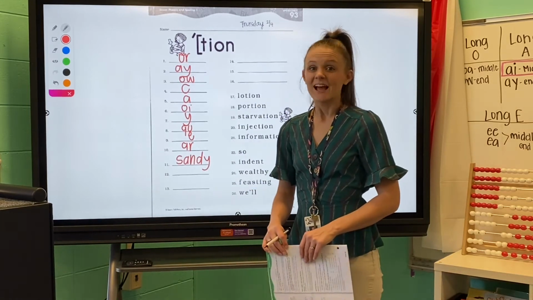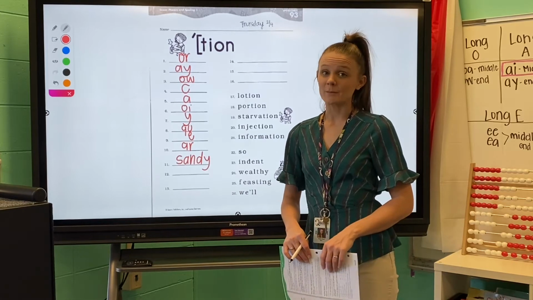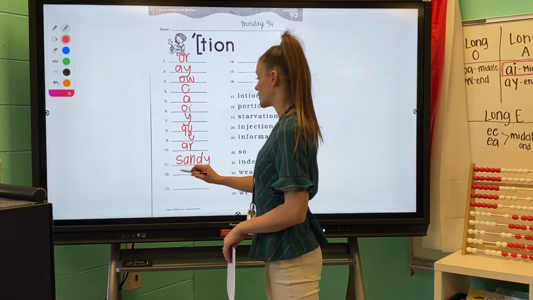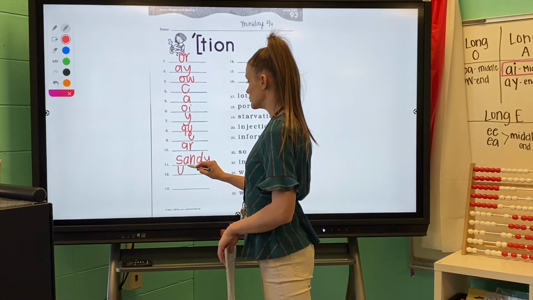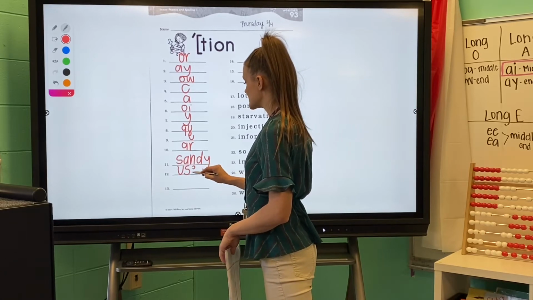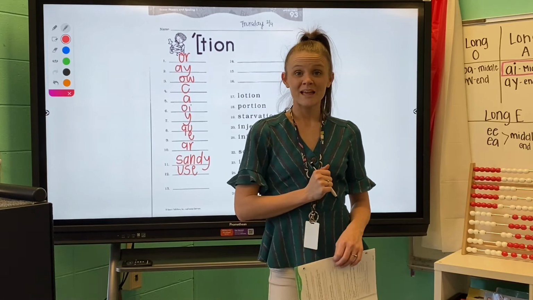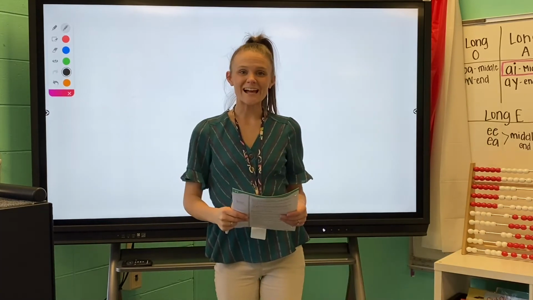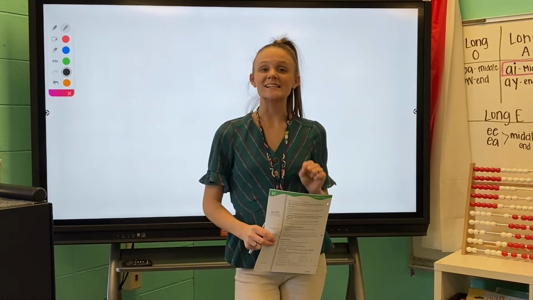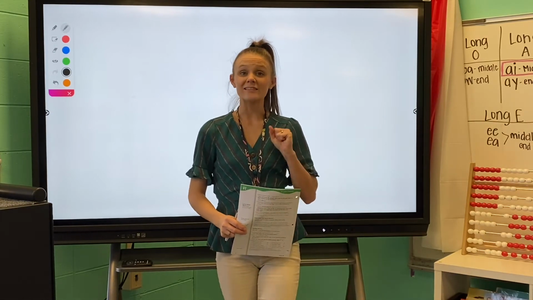For number 12, we're going to spell the word use. Use. It sounds like it would start with a Y, but this word actually starts with letter U. Use. And there's a sneaky E at the end to make that U say its name. Excellent job, friends.